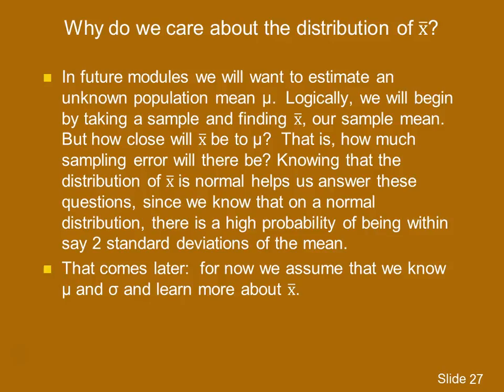Well, in order to answer that question, we need to know what the distribution of the sample mean looks like. And if we know it's normal, that'll really help us because we know that on a normal distribution, for example, there's a pretty high probability of being within, say, a couple standard deviations of the mean. So that all comes later. For right now, we're assuming that we know what the population looks like. We know sigma and mu, and we're learning about x bar. In the next module, we'll start to change that around and say what happens when you don't know the mean.